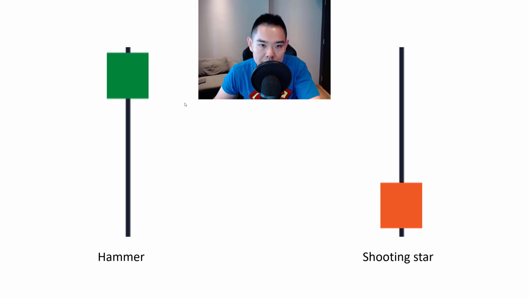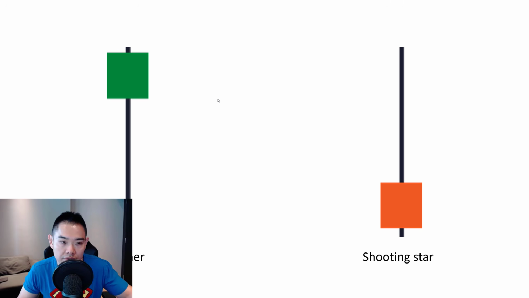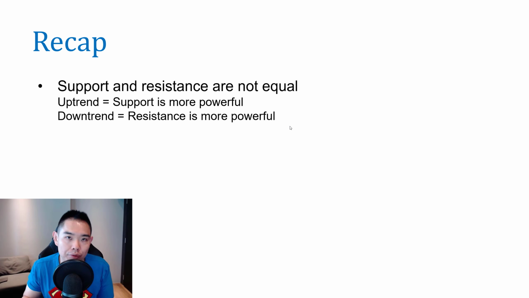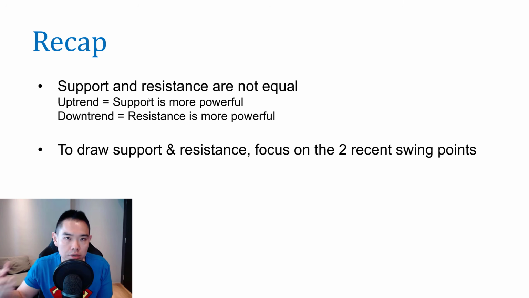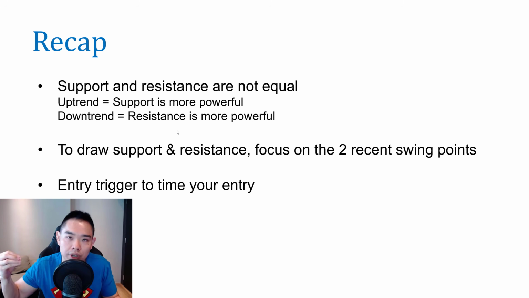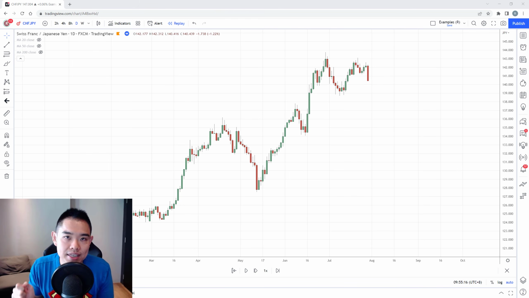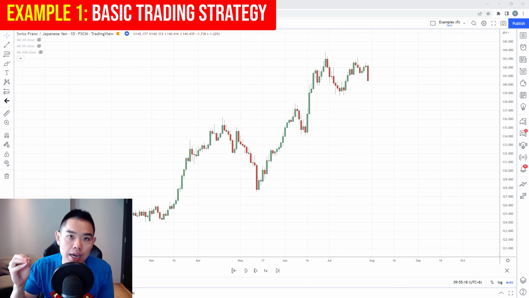Before we look at some examples, I want to walk you through a recap of what you've just covered. Number one, support and resistance are not equal, because as you've seen, when the market is in an uptrend, support is more powerful, and when the market is in a downtrend, resistance is more powerful. Next, to draw support and resistance, focus on the two most recent swing points, because those are the two most relevant areas on your chart for buying opportunities. And finally, you can use an entry trigger like the hammer pattern or the shooting star pattern to help you better time your entry. Now let's have a look at some trading examples so you can see how to use the concepts that you've just learned to trade the market.